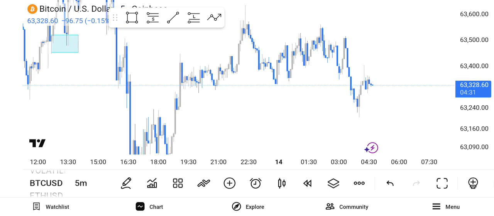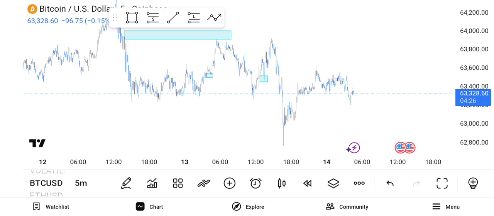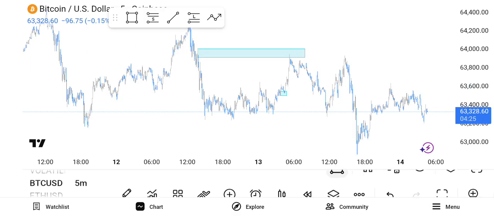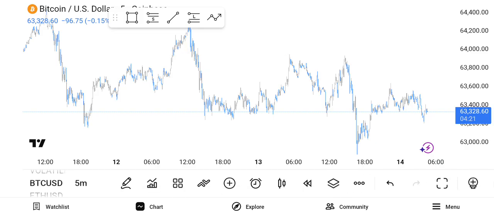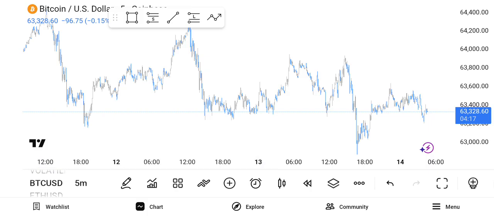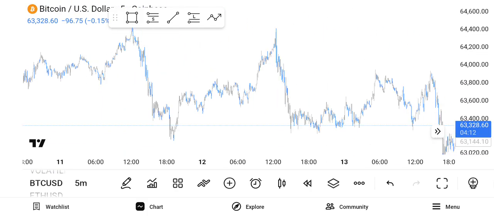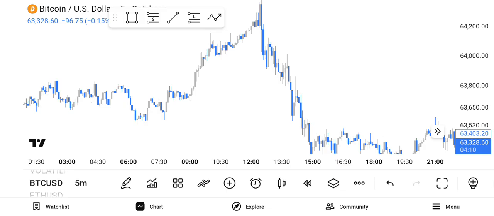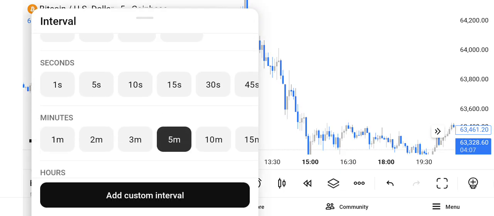Which other pairs do we have? That's on the 5 minutes, so you can literally see these demand zones work on every time frame as long as you're in line with the trend and the directional bias. So an efficient market is literally this kind of market. Let's go back to our 15 minutes.